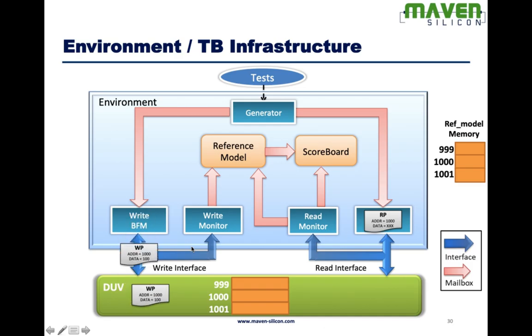Look at how the data flow happens. Within DUV, the data will be written like this. Address is 1000 and the data is 100. When the binary values flow through this write interface, the same values will be collected by write monitor, and the write monitor produces the same packet, and this will be stored in the reference model. So whatever the packet that has gone inside write driver, the same packet comes out of write monitor. Absolutely no difference in this case.